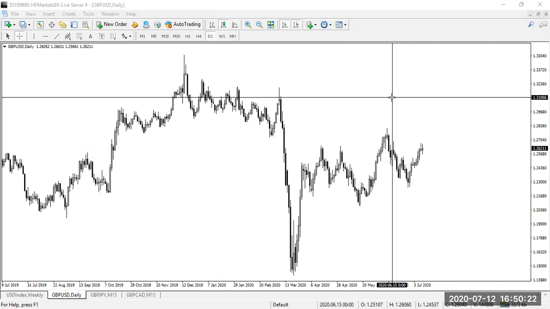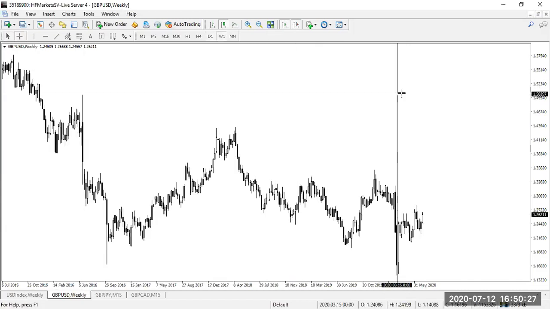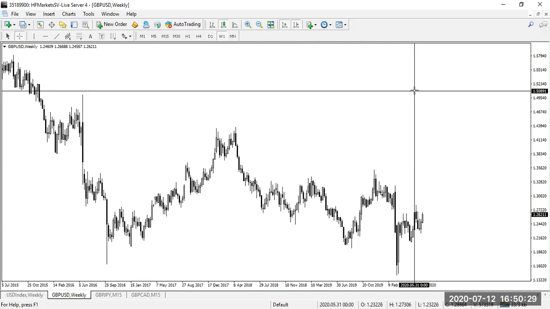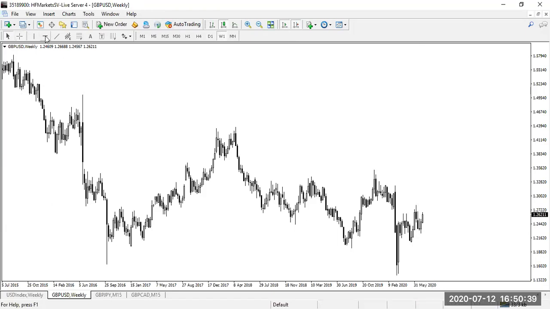Let me start from the weekly time frame because this was Monday. So this is 31st of May, and then this is 7th of June. This is 14th of June. So this is how that week closed. And what I can see is price resting above this zone.